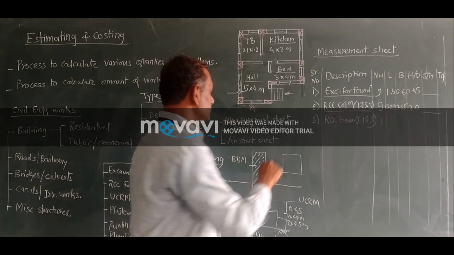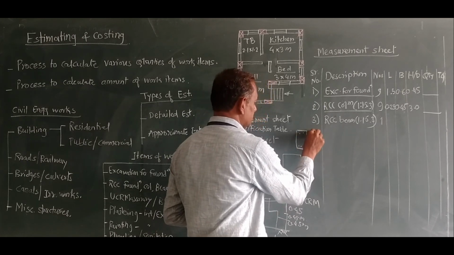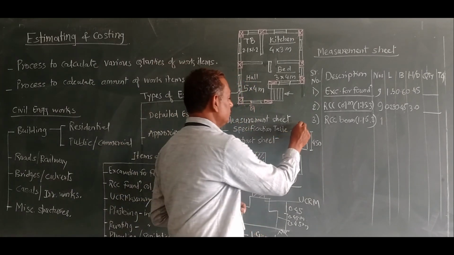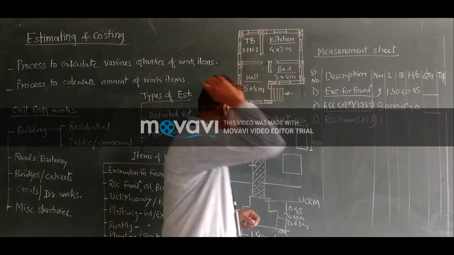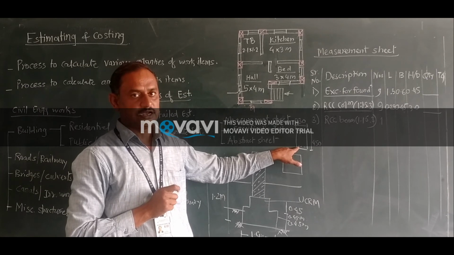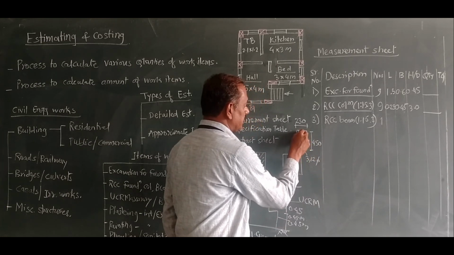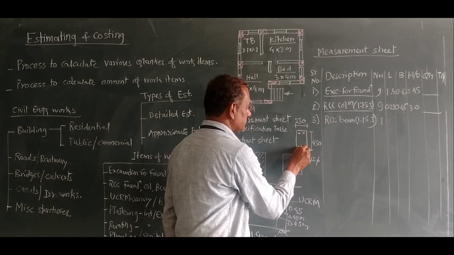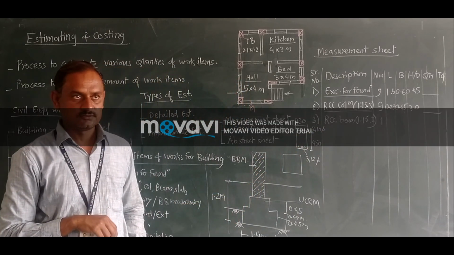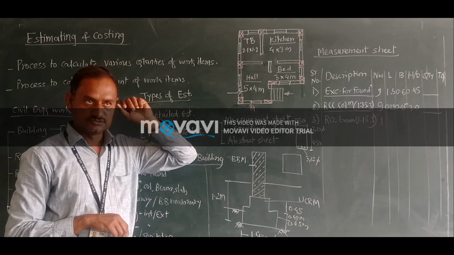According to the structural engineering, the beam B1 size given is 450 mm depth and 230 mm width, right? And there are three main bars at bottom, that are three bars of 12 mm diameter, and top steel there are two bars of 10 mm diameter. So that also we have to calculate in the measurement sheet.